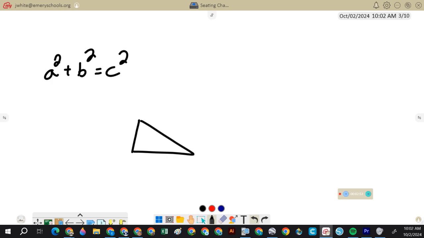Yes. How do we label the sides? There's one really important thing when we label the sides. C has to be the hypotenuse.